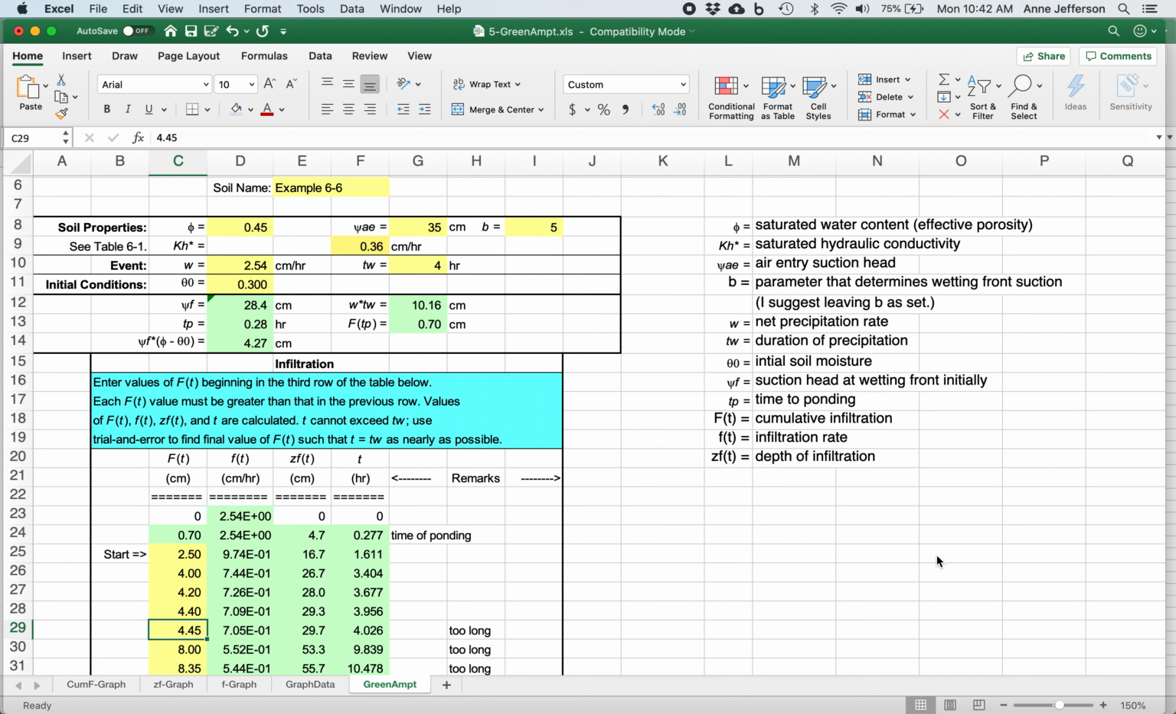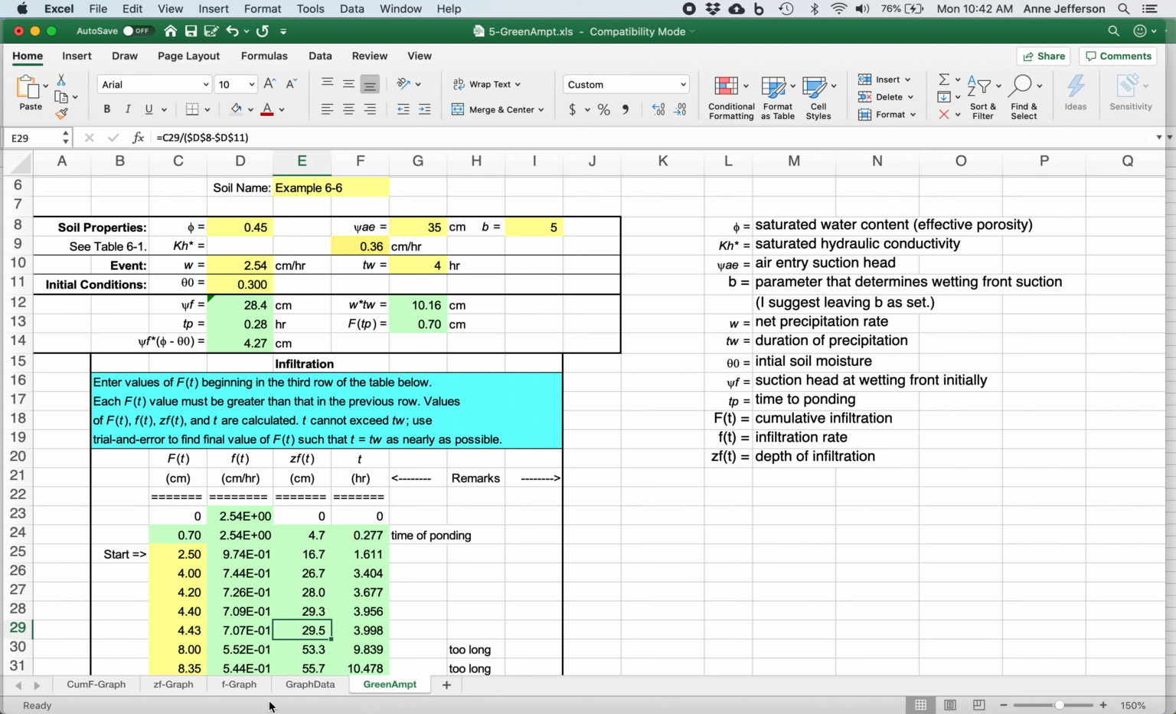If we want to really hone in on 4 hours exactly, we can try to play with that a little more. 3.998 hours. I think we can all agree is pretty close to 4 hours. So if I want the infiltration rate at that time, that's column D. That says that it is infiltrating 7.07 times 10 to the negative 1, or 0.707 centimeters per hour, or 7 millimeters per hour at that time.